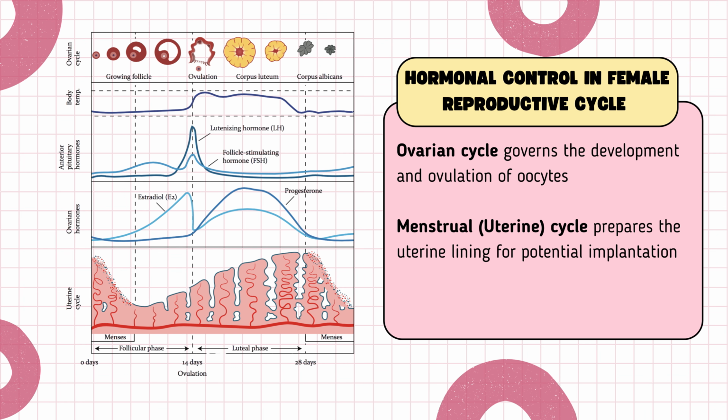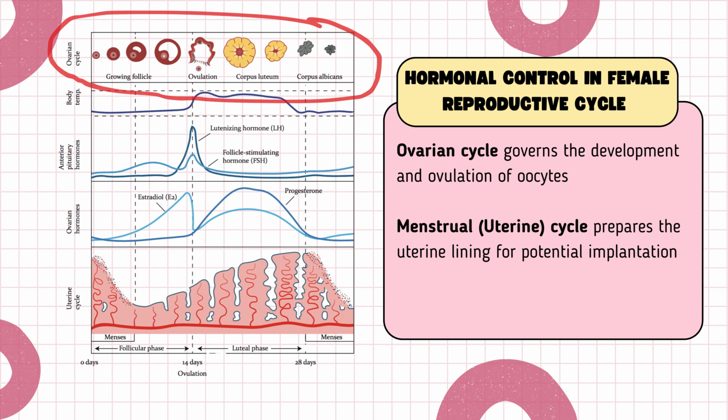Having explored the processes of spermatogenesis and oogenesis, which form the foundation of human gamete production, we now turn our attention to the female reproductive cycles that regulate the timing and coordination of oocyte maturation and release.